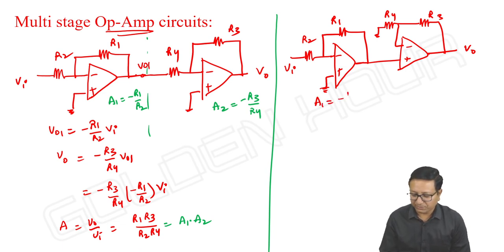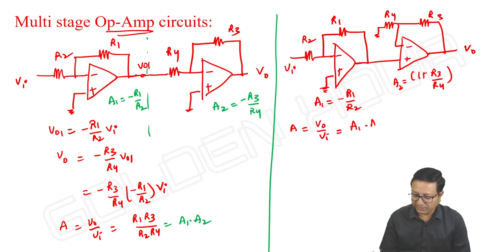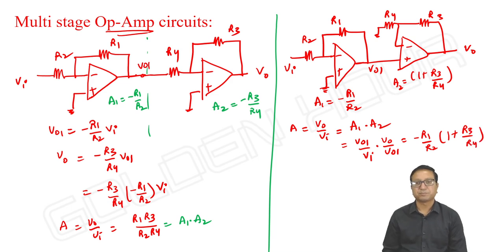I can write A1 is equal to minus R1 by R2. What is the gain of this circuit? 1 plus R3 by R4. So what is the overall gain? Product of the individual gains. So overall gain A is equal to V output by Vi, equal to A1 into A2. Or I can write VO1 by Vi into V output by VO1. So the final answer is minus R1 by R2 multiplied with 1 plus R3 by R4. That's it.